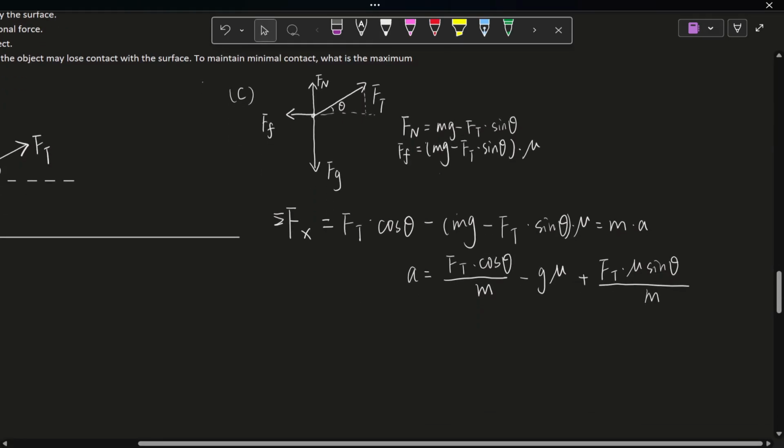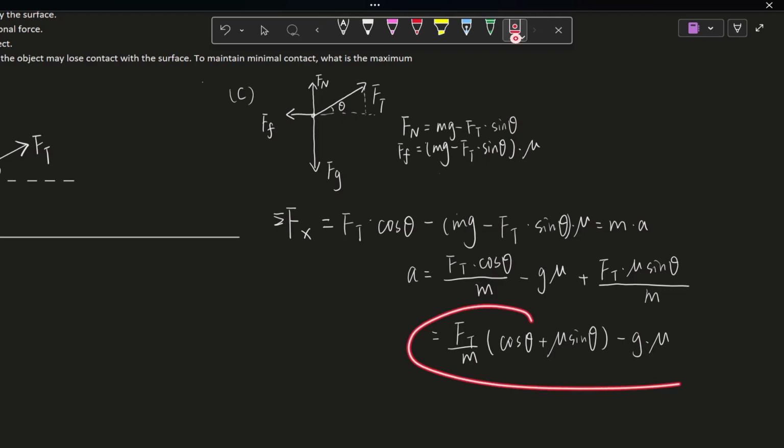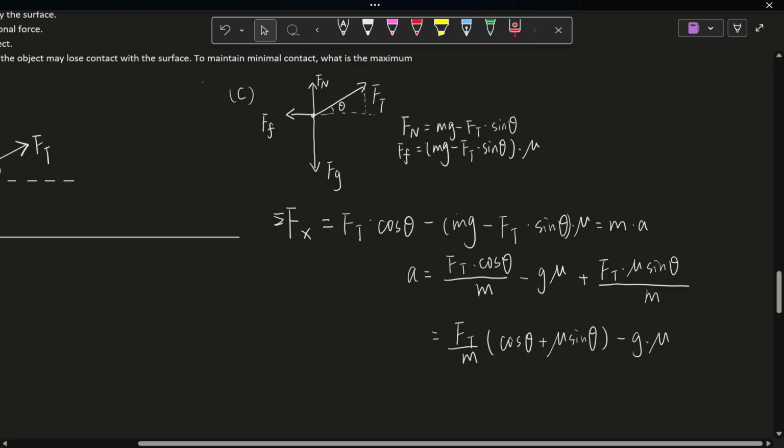After simplifying it, I love simplifying equations because it looks much better. We can get Ft over m times cosine theta plus mu sine theta, minus g times mu. And this is your answer for the C part.